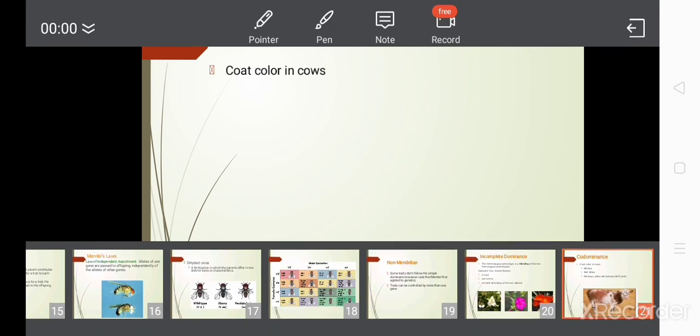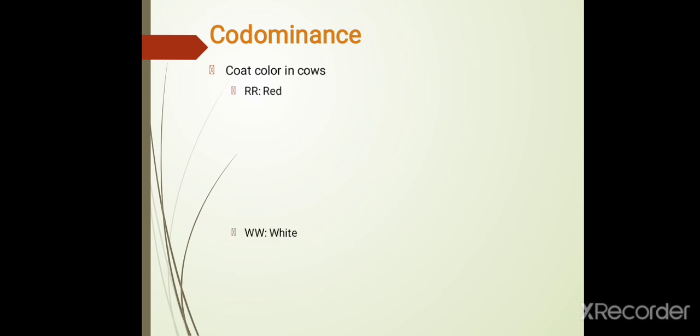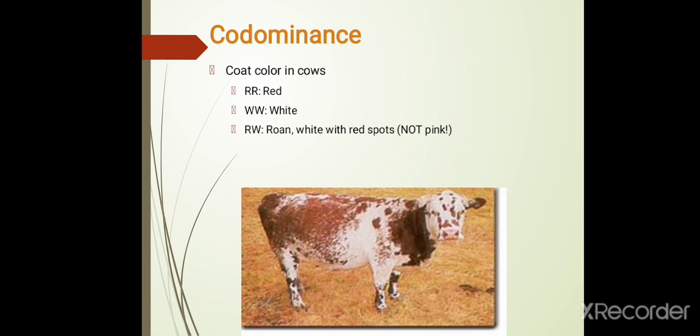When we say codominance, for example, the cow in the picture, we have here the red and white. And when it blends, it does not blend. It has a coat color of white with red spots, not pink. Because when we say codominance, two alleles are both expressed as a dominant phenotype.